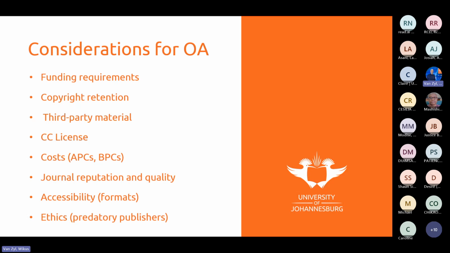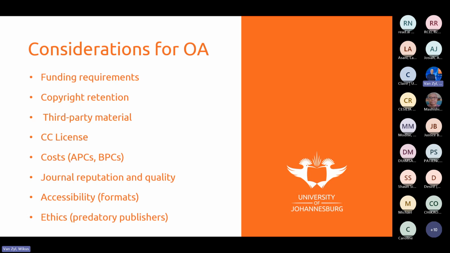At UJ Press, our main deciding factor for publishing research outputs is the quality of the research, not whether the author has funding available. So just make sure, and you will also get a feeling, this is a good journal, this is a bad journal. Do research on them just to make sure that you only publish with reputable journals, because it will also impact your reputation as a researcher.